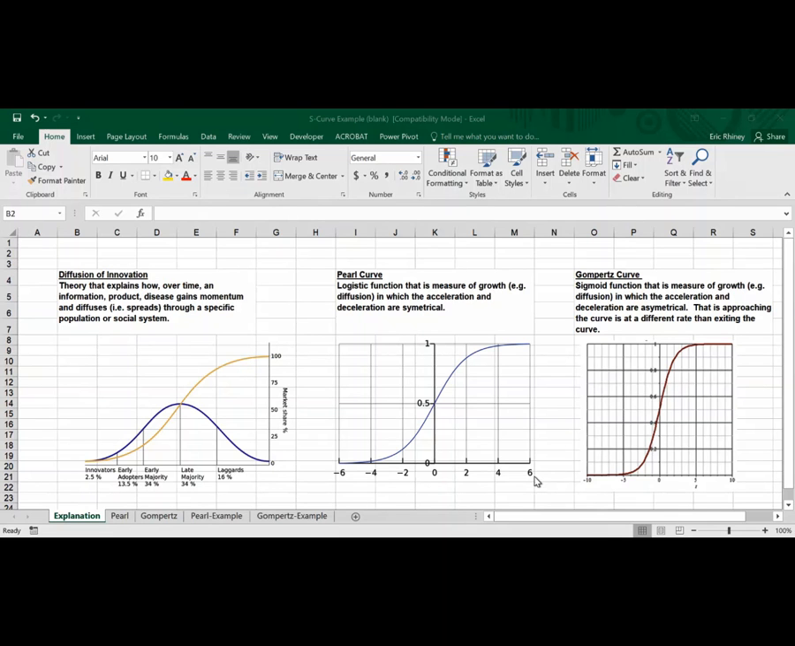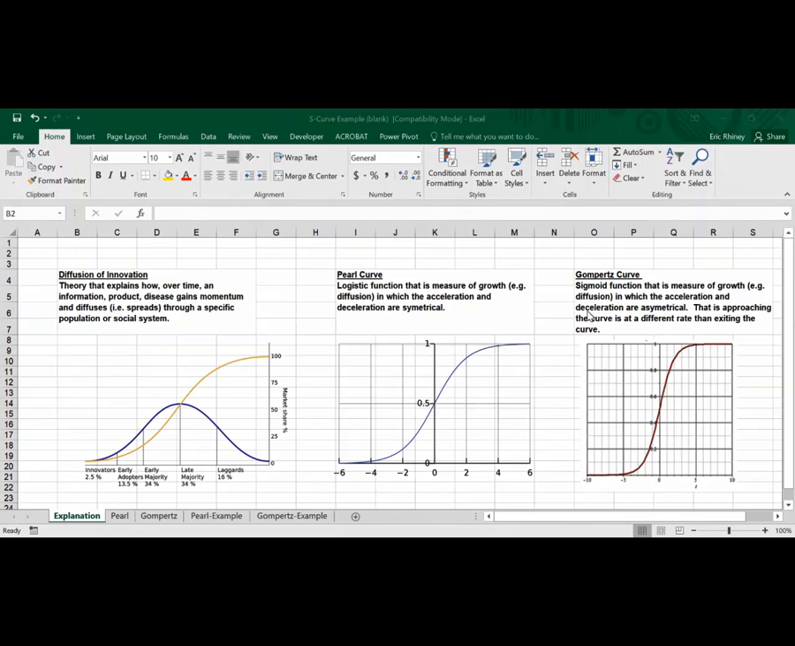All right, so we have two different types of curves that we're going to talk about. One is the Pearl curve and one is the Gompertz curve. The Pearl curve uses what's called a logistic function to measure this diffusion of growth or diffusion of information. And the way this works is that it does this symmetrically about the inflection. So we expect that the part of acceleration is going to be mirrored on the other side in terms of the deceleration, to whatever that upper limit is.